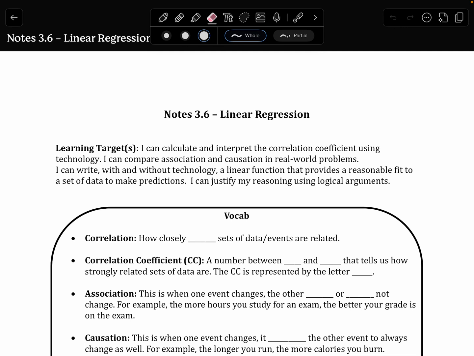Good afternoon, everybody. We are going to be going over notes 3.6 today. These are the last set of notes in Unit 3, and this is going to cover linear regression. In the last set of notes, or two sets of notes ago, I mentioned that the entirety of Unit 3 is about linear functions, and today's lesson is no different.